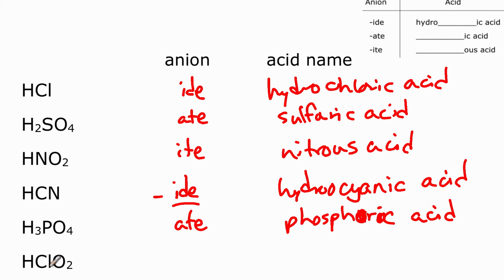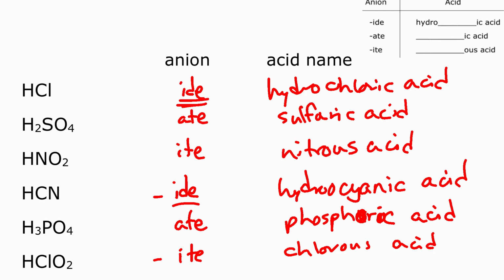Okay, last one, ClO2. ClO2, I think off the chart, is chlorite. If it's an "ite," I look up here, change the "ite" to an "us." So this would be chlorous acid. Again, notice that not all of them have a hydro in front. The only ones that have a hydro are ones whose anion name ends in an "ide."